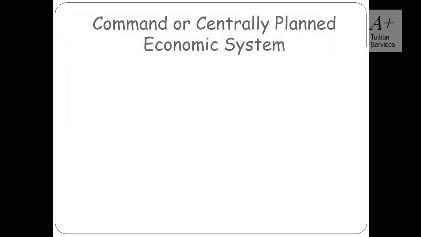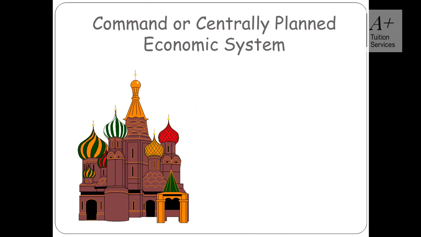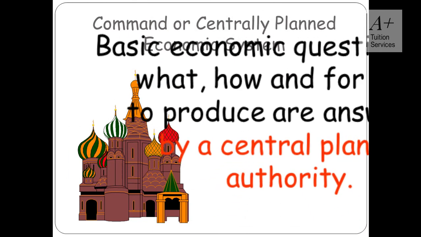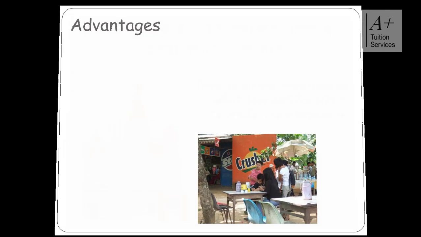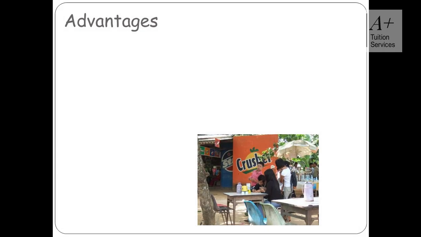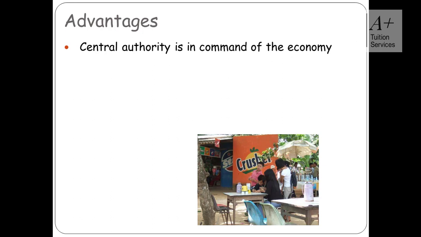The next economic system we talk about is the command or centrally planned economic system. And a proper example of this economic system is China. Basic economic questions of what, how, and for whom to produce are answered by a centrally planned economy. Okay? Advantages. Central authority is in command of the economy. Okay, meaning the government is in sole command of the economy.